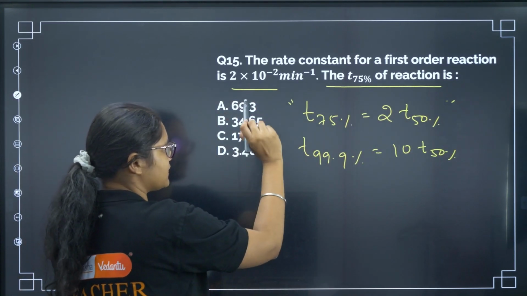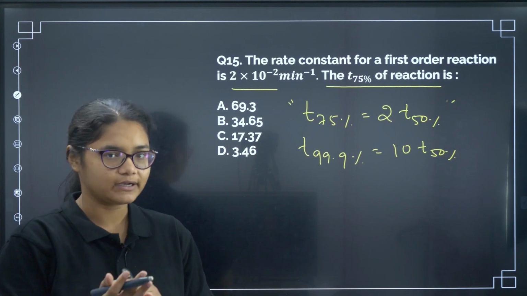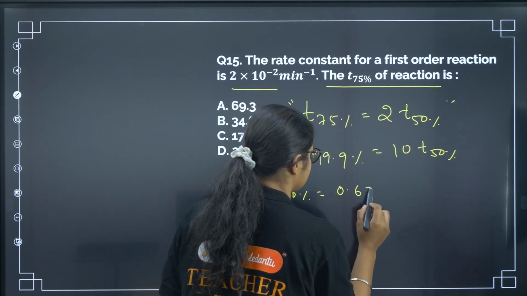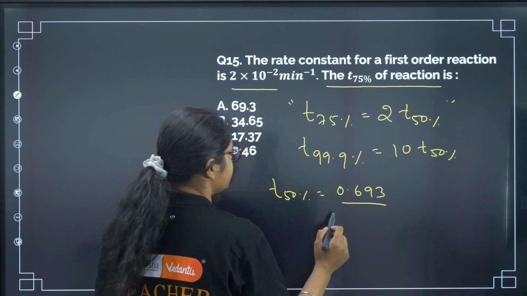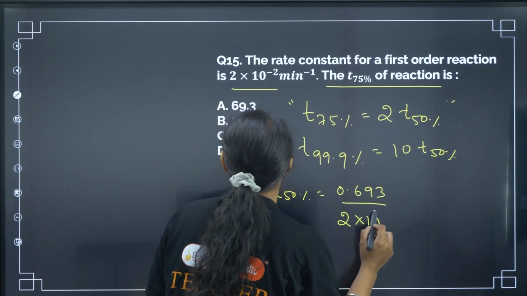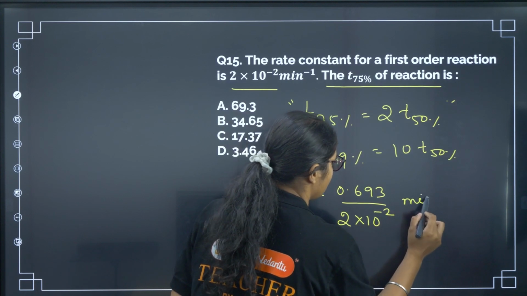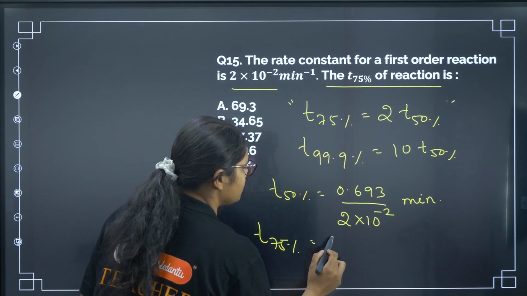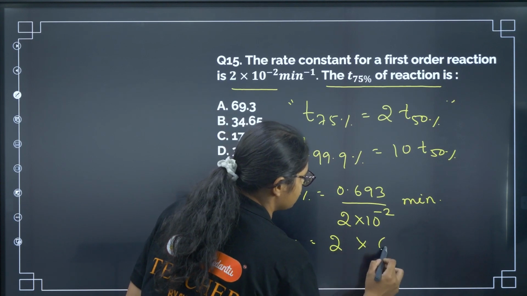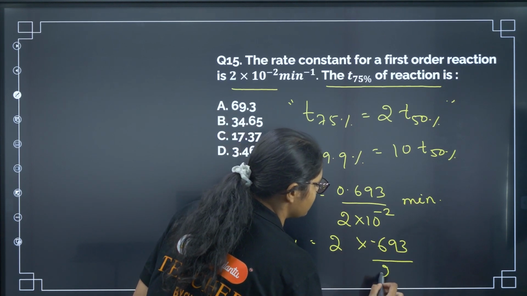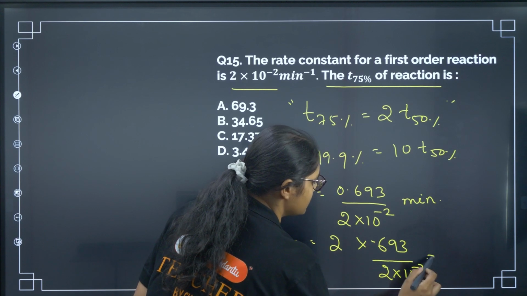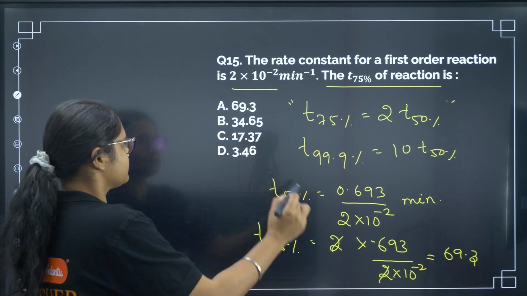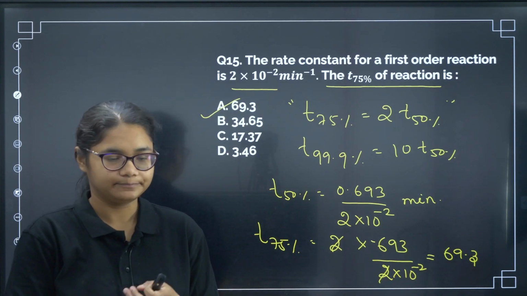So first of all, the rate constant is given. First order reaction, we can calculate T50%. So T50% will be equal to 0.693 by K. K value is 2 into 10 to the power of minus 2 per minute. Okay. Now if you want to calculate T75%, it will be 2 times this value, that is 0.693 by 2 into 10 to the power of minus 2, and cancelling here, we'll get 69.3. Right. So the correct answer for this question will be option number A.